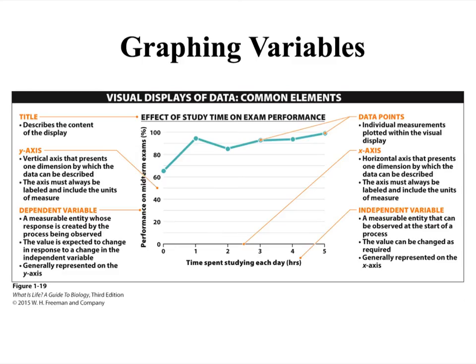So now let's take a look at how we would graph these variables and show a representation visually of the study that we've conducted. So we have our x-axis here and our y-axis up here. And what we'll see is that the dependent variable is put on the x-axis. This is the amount of time spent studying each day. And our independent variable, which here we're measuring performance on a midterm exam, is on the y-axis.